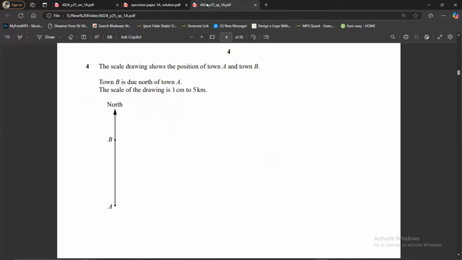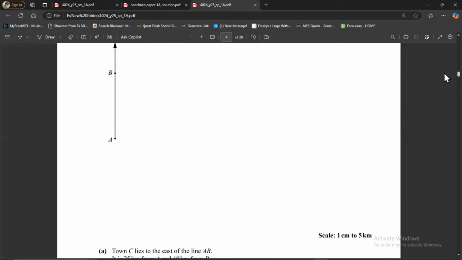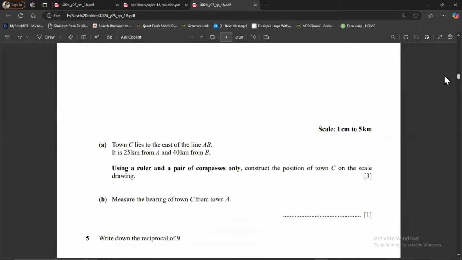So here we have the question number 4. He said the scale drawing shows the position of the town A and town B. Town B is due north of the town A. The scale of the drawing is 1 centimeter to 5 kilometers. So in this drawing, 1 centimeter means 5 kilometer. Then remember this scale, 1 centimeter represents 5 kilometer.